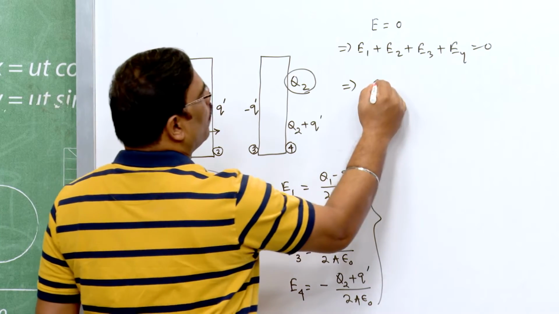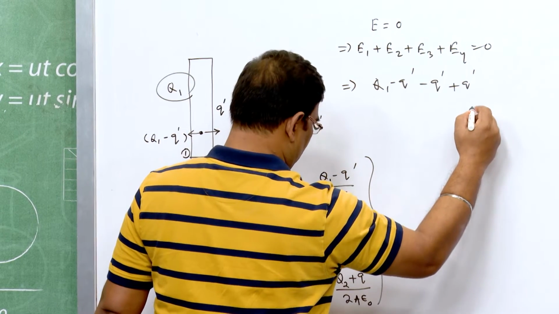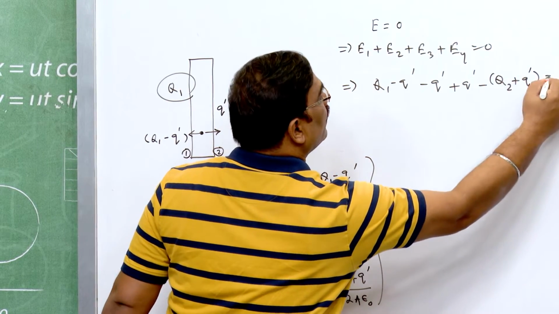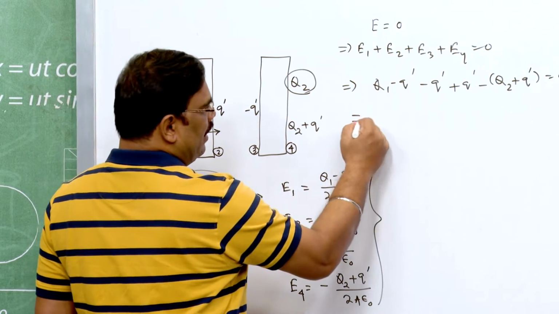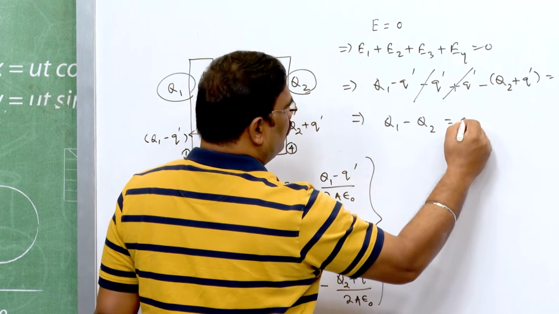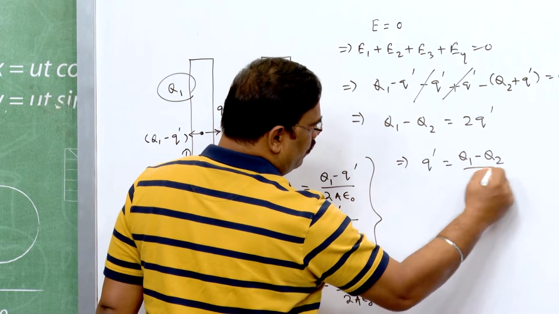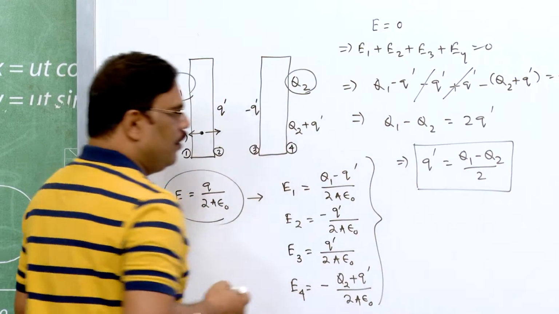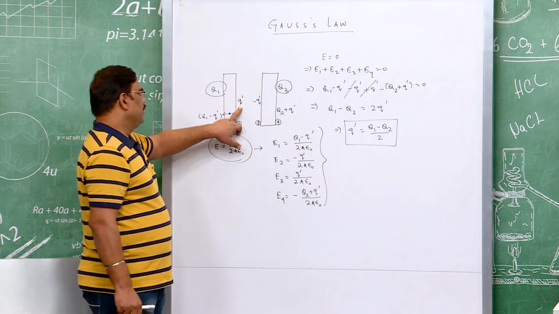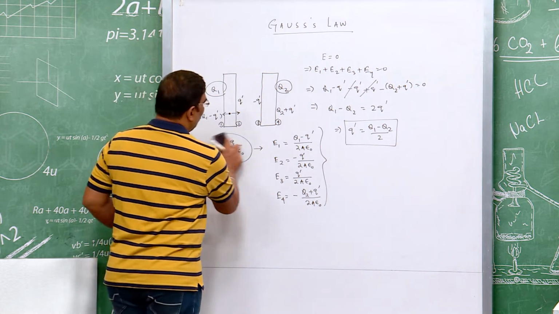So, this will give us Q 1 minus Q dash plus Q dash minus Q 2 plus Q dash is equal to 0. This implies Q 1 minus Q 2 equals 2 Q dash, or Q dash is Q 1 minus Q 2 divided by 2. So, what is Q dash? Q dash is the charge appearing on the inner face of the first plate and also on the inner face of the second plate.